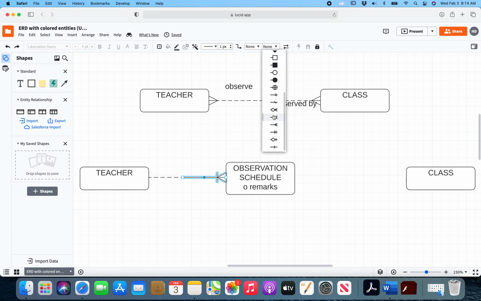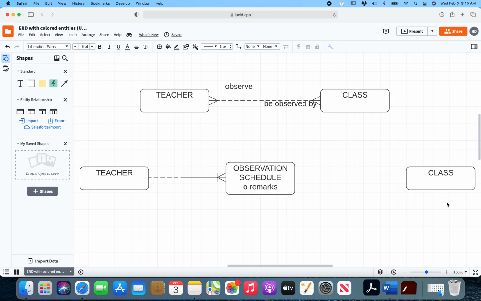And now for the UID of this intersection entity. Because it's an intersection entity, its UID is going to be a combination of the teacher UID and the class UID. And so we don't want to write those UIDs on the ERD more than once. So in order to get around that, we use a bar to mark that the observation schedule is gaining a UID from teacher. So that is the first side of this diagram. Now we'll move to the class side.